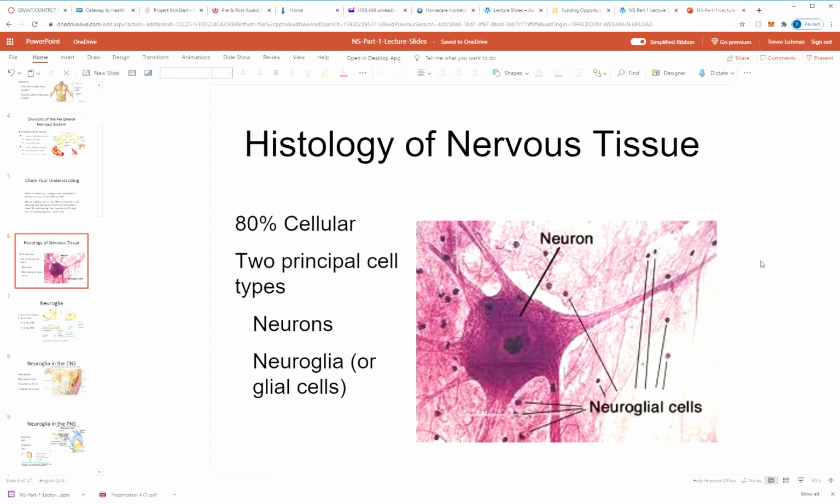Okay, let's move on to nervous tissue, histology of nervous tissue in particular. So, nervous tissue is 80% cellular.